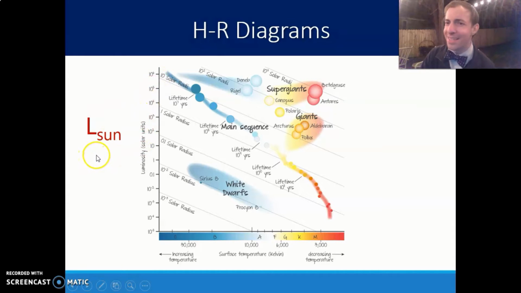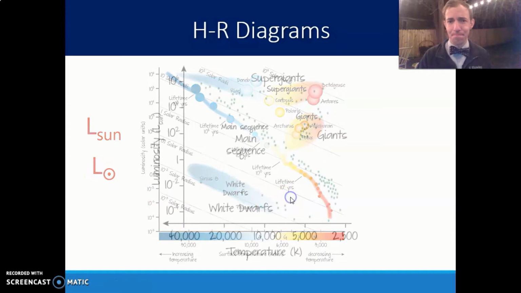There's another shorthand that sometimes you'll see instead of L sun. You'll see L and then a circle with a dot in it. This is the symbol that represents our sun. So that's the solar luminosity.